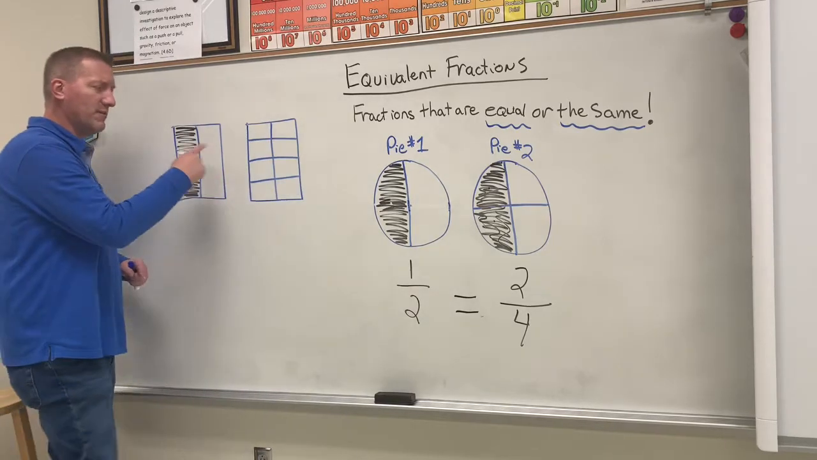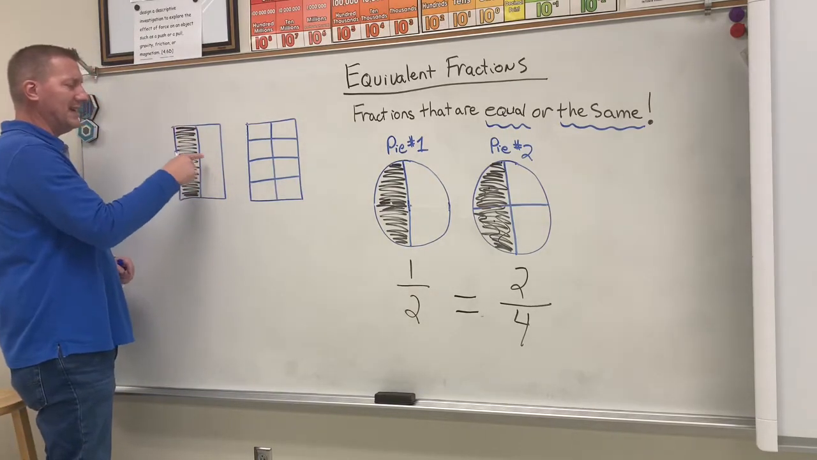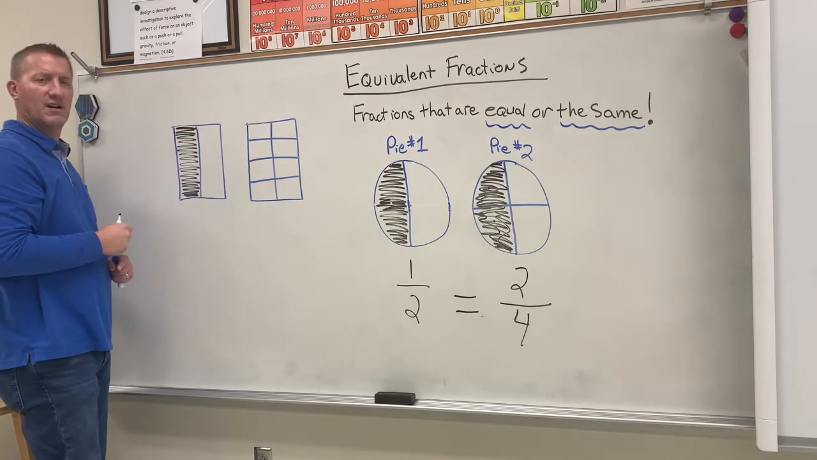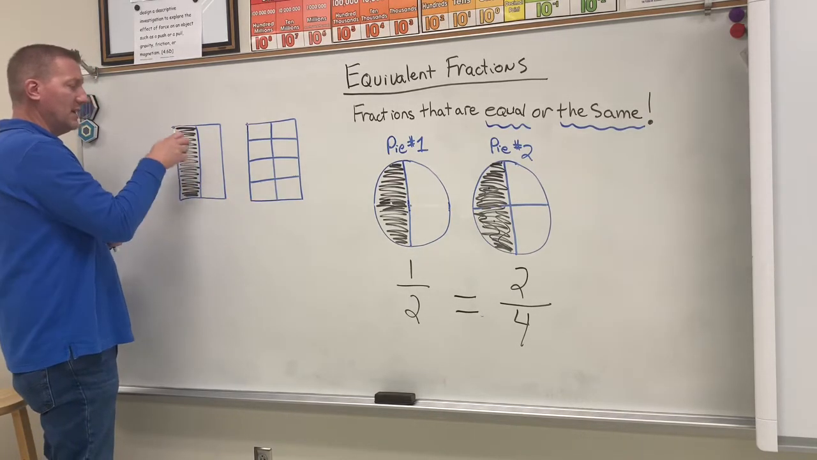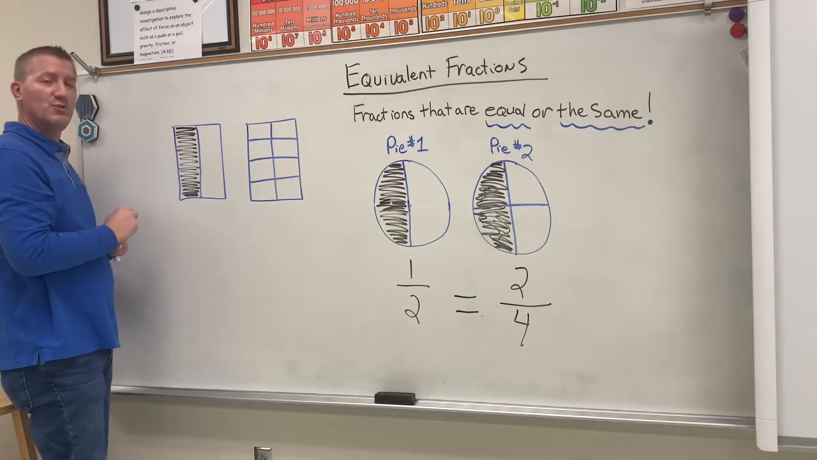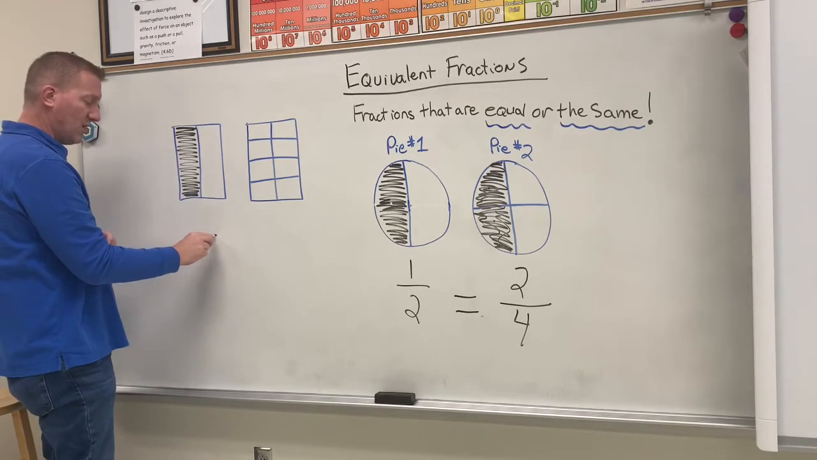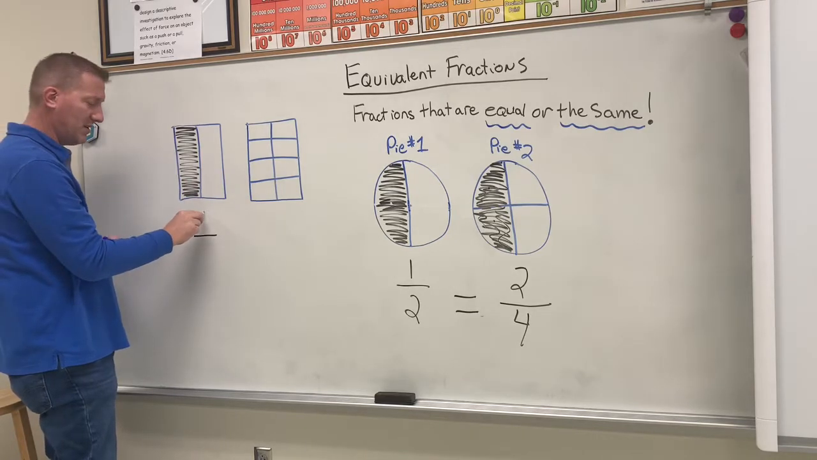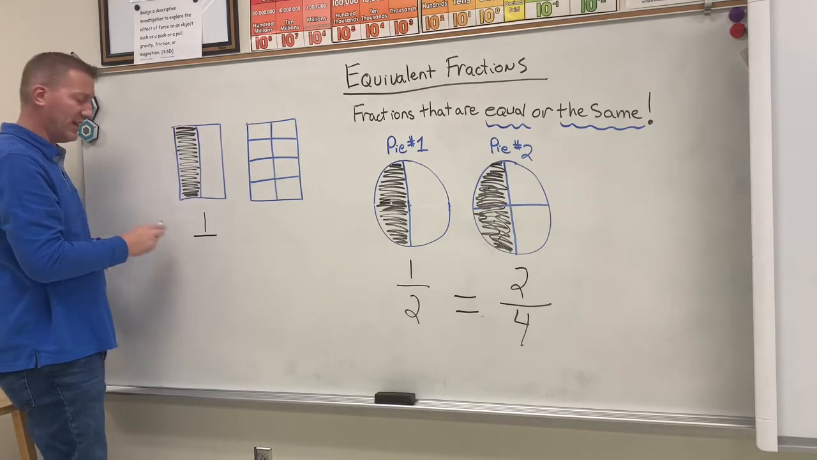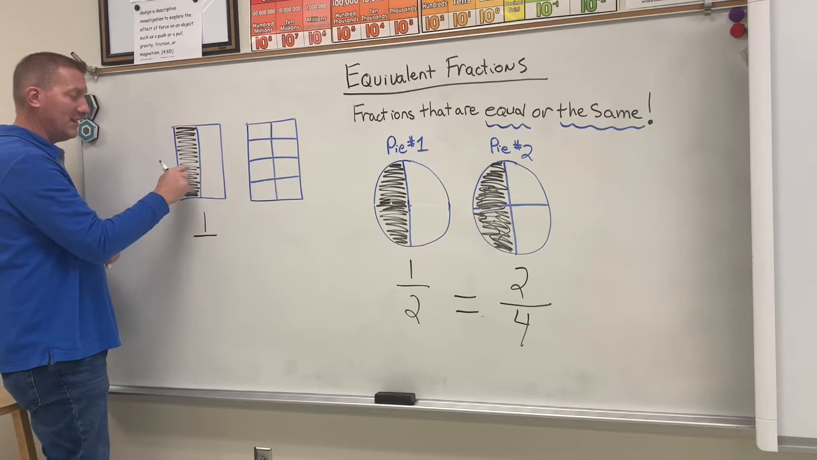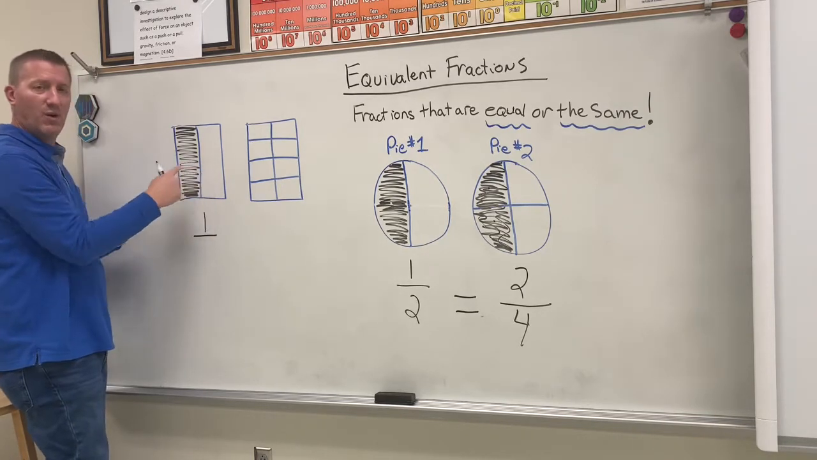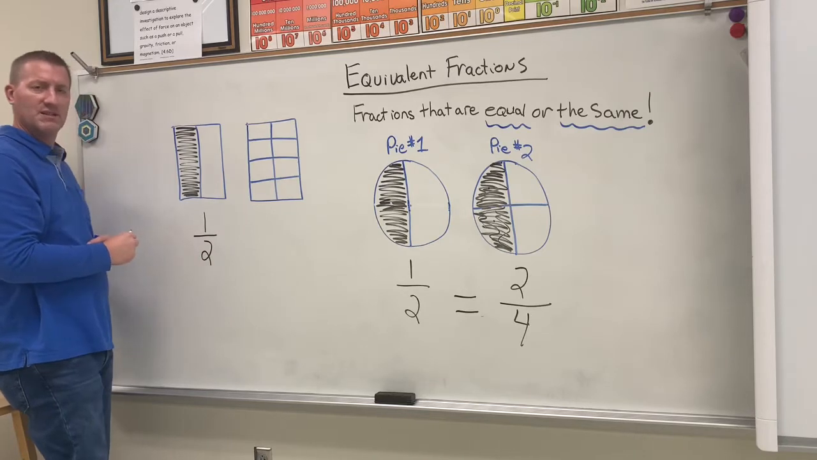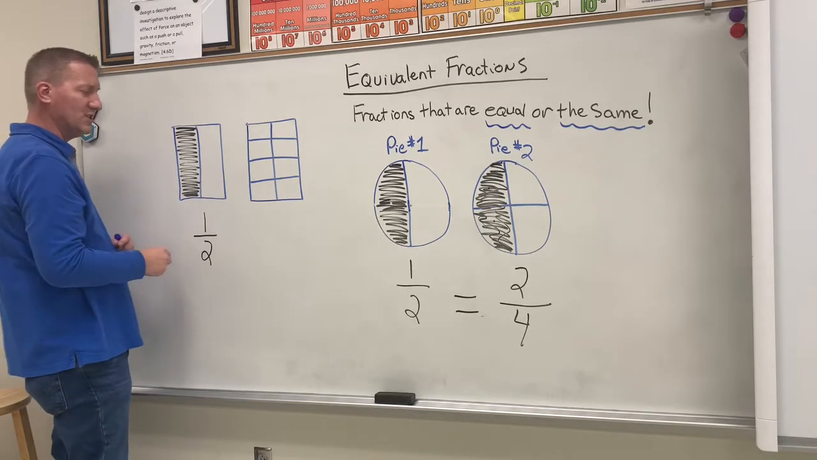All right, let's come over to our second example. Again, I have a square and another square that are the same size. One is split into 2 sections, so our fraction is going to be 1 part shaded. Remember, the shaded part is our numerator. And there's 1, 2 in the whole, so that is our denominator. So our fraction would be 1 out of 2.